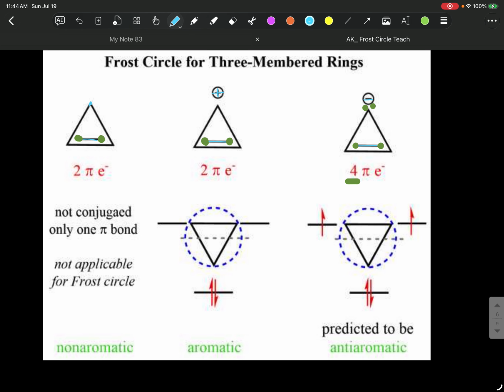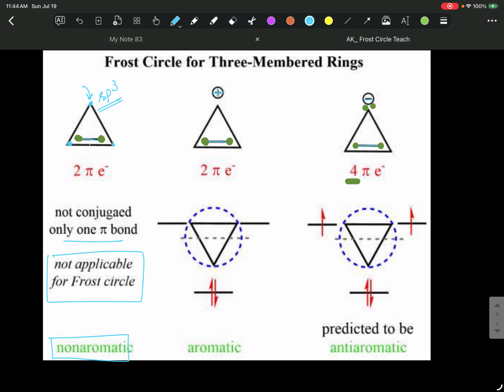Now the first one will be non-aromatic, mainly because there is no p orbital on that one. This is an sp3 hybridized carbon, which means there is no conjugated pi bond. So the 2 electrons in the p orbital will be right here. They cannot move into the orbital on the third carbon. So in these cases, we do not have to draw the Frost circle because it's automatically non-aromatic because it doesn't have a p orbital on all the atoms in the ring structure.